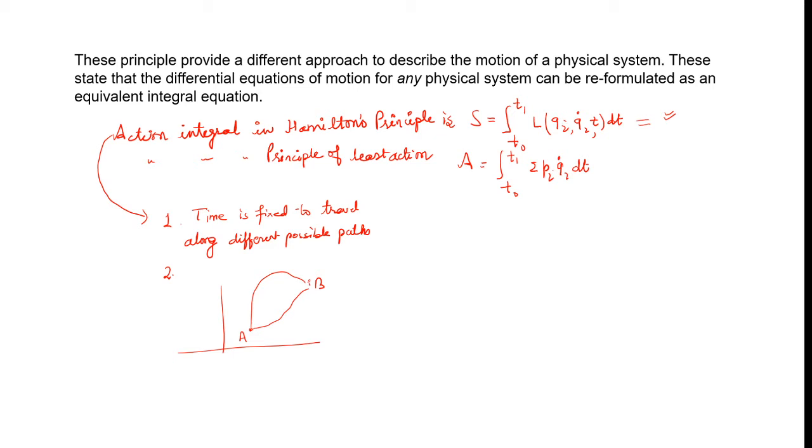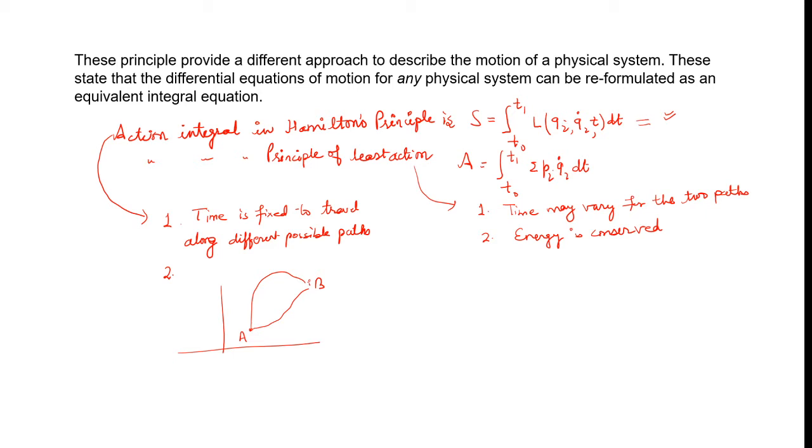But in principle of least action, time may vary for the two paths. So there is a relaxation of time, but energy is conserved. There should be the same energy whether path 1 is adopted, 2 is adopted, or 3 is adopted. So for any of the paths, energy is conserved. This is also the difference.